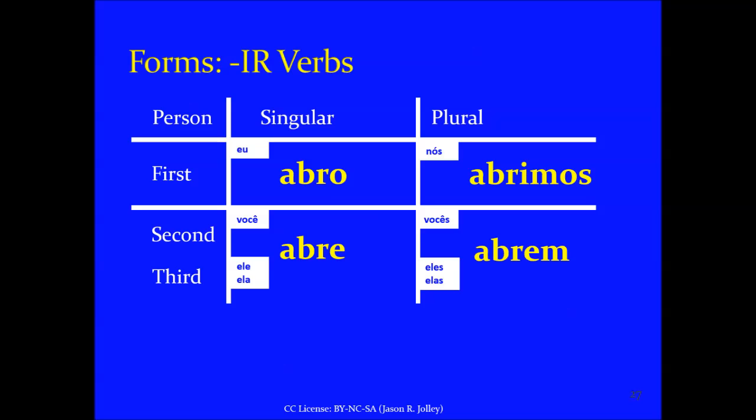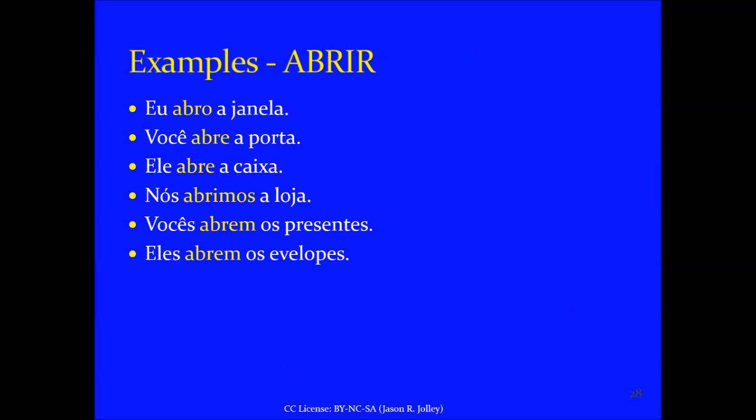The four forms are abro, abri, abrimos, abrem. Abro, abri, abrimos, abrem. On this slide, then, we can see the four forms of the regular IR verb abrir in some simple declarative sentences, right? Things we can open.